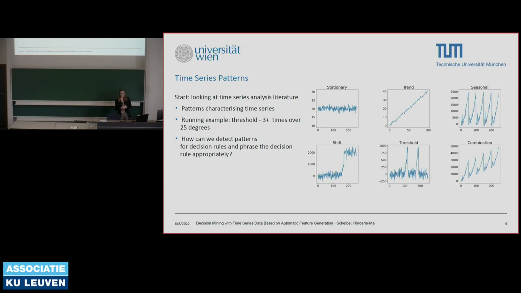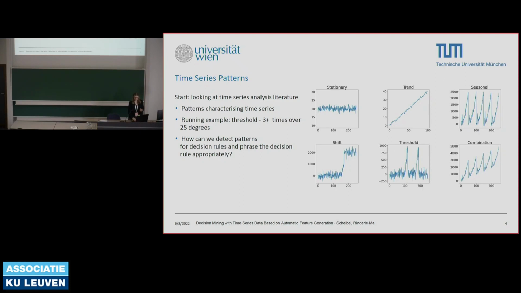If we go back to the running example, we could identify this as having a threshold pattern. So here we have the 2 spikes, but for the running example, that would be 3 or more spikes over 25 degrees to identify a not okay instance. Yeah, that's already a pretty interesting thing, but however, we are still missing an approach on how to detect these patterns in event logs, in our data, and how we can phrase the according decision rules appropriately.